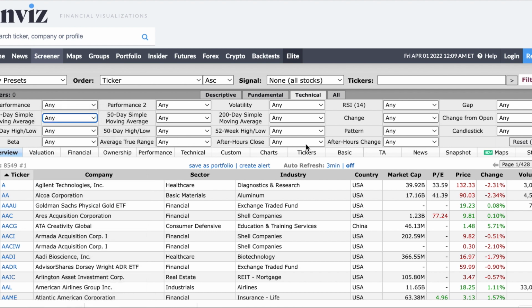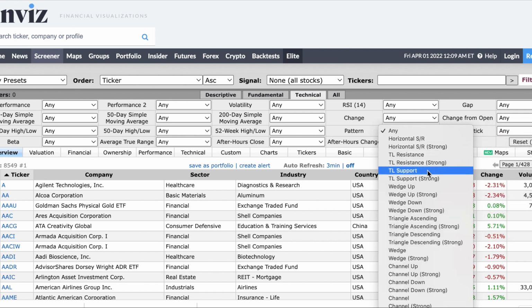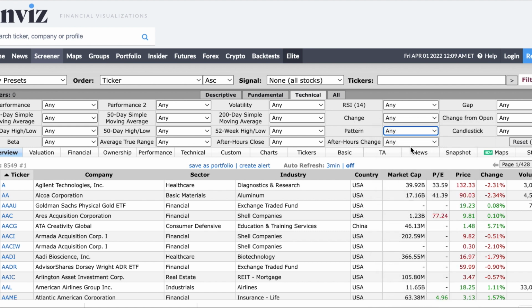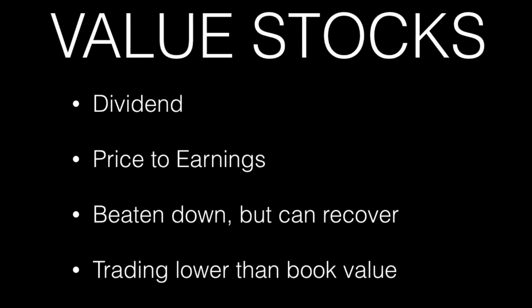Maybe you're looking for after hours close. Maybe you're looking for gaps. Maybe there are certain candlestick patterns that you're looking for. They're all on here. These are technical trading patterns that you might know about, after hours, relative strength, stuff like that. Those would be all momentum kinds of trading tools.